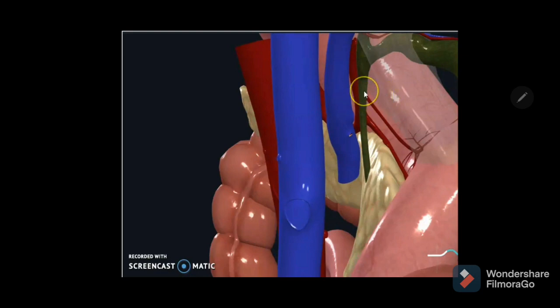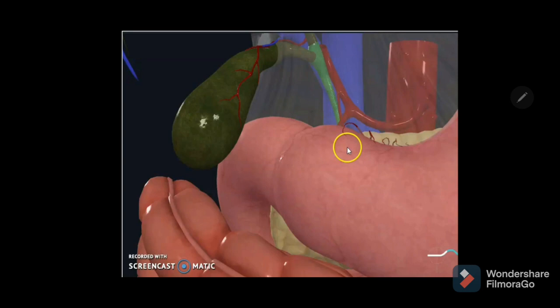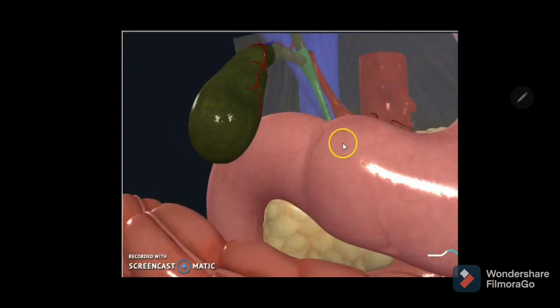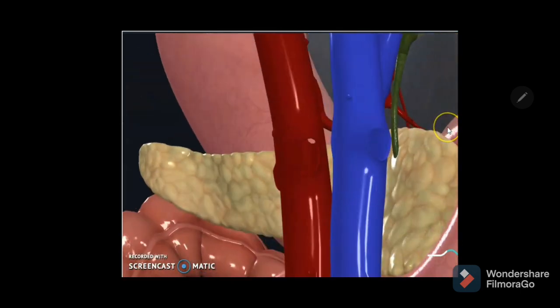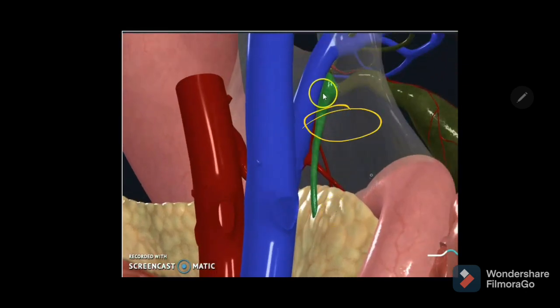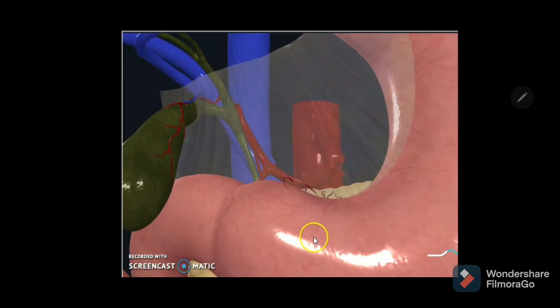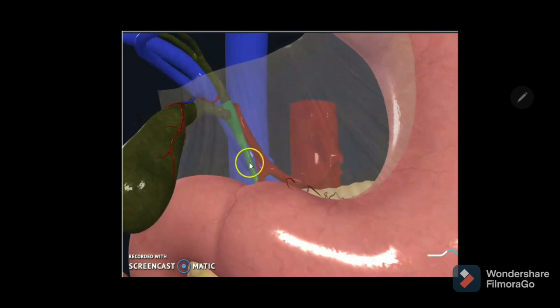Now coming to the common bile duct, you can notice that is the common bile duct. That is the common bile duct to the right of the hepatic artery, and you can notice how the duodenum divides the course into supraduodenal, retroduodenal, and infraduodenal parts. So the first part of the duodenum divides this course of the common bile duct into three parts.